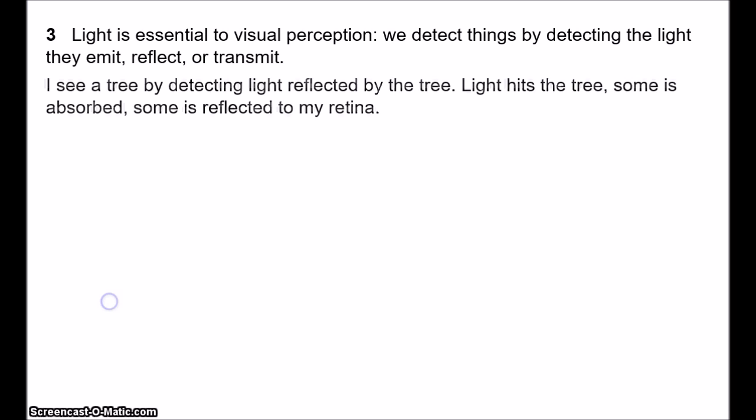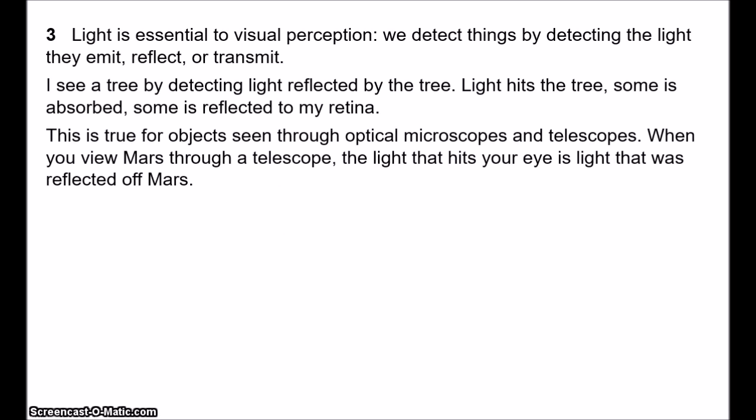So let's say that I see the tree by detecting light reflected by the tree. To put it in a very simplified way, the light hits the tree, some of it is absorbed by the tree, but some of it is reflected, and some of that ultimately hits my retina, and I see the tree. Now notice that this general picture is also true for what we see through telescopes and optical microscopes. The telescope and the optical microscope use lenses to magnify the image, but ultimately the photons reaching your eyes are the photons emitted by the star or reflected off the bacterium.